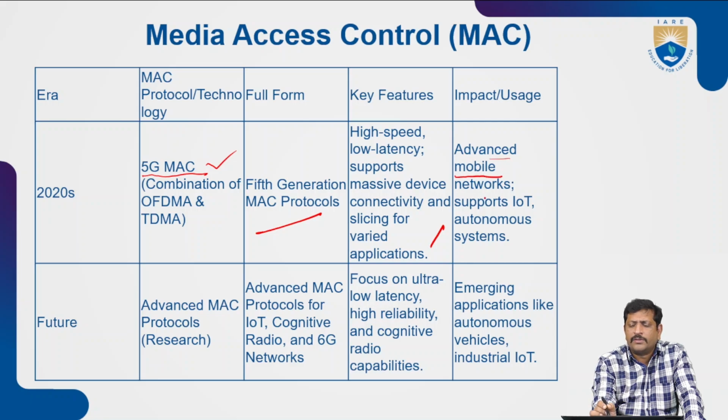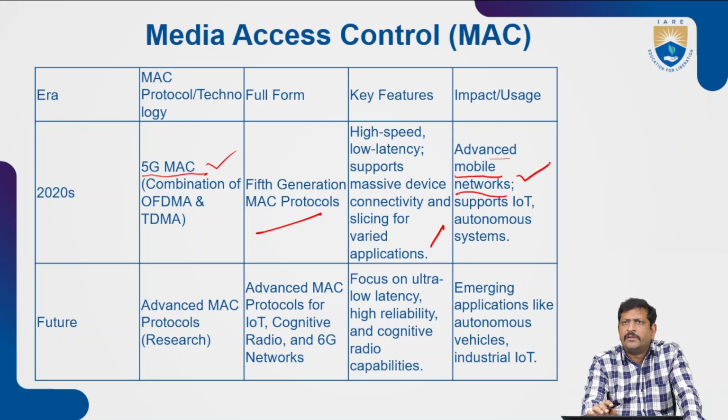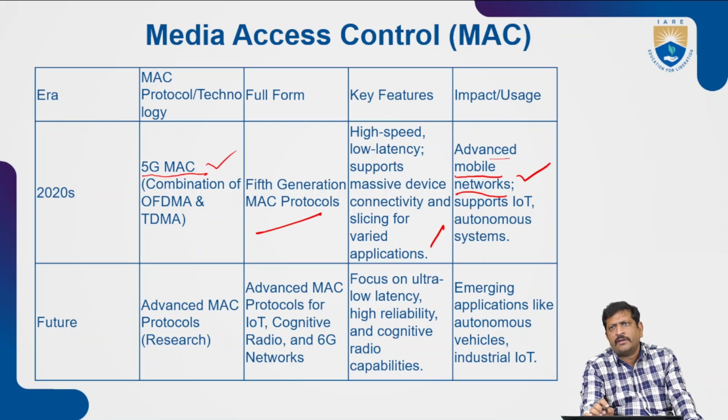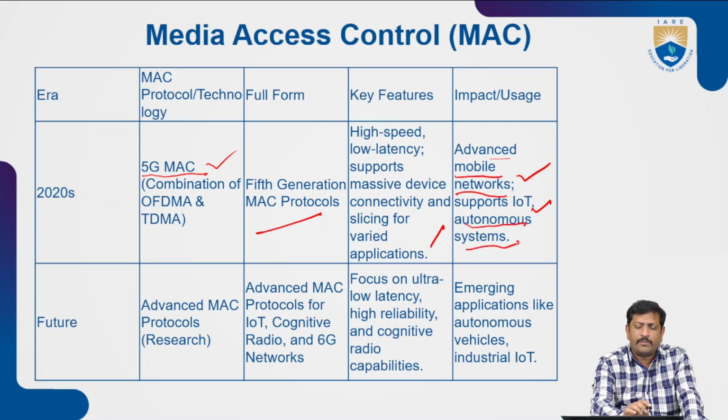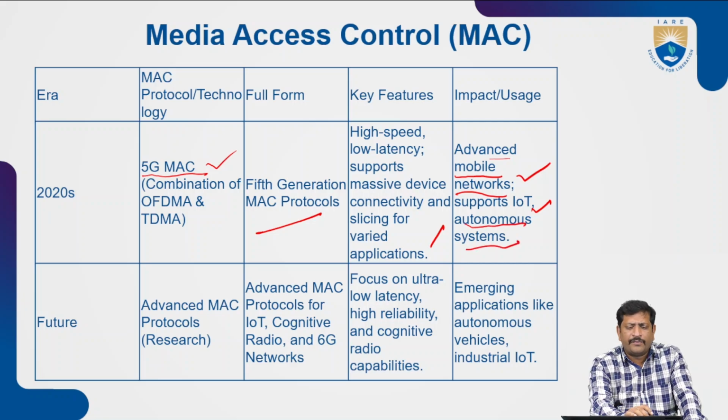These protocols can be utilized in advanced technology. Advanced mobile networking supports IoT and autonomous systems. In the future, after 2020, an advanced MAC protocol will be introduced. At present the 5G MAC protocol is running, and each and every manufacturer gives a unique MAC address. Each and every machine has a unique MAC address.